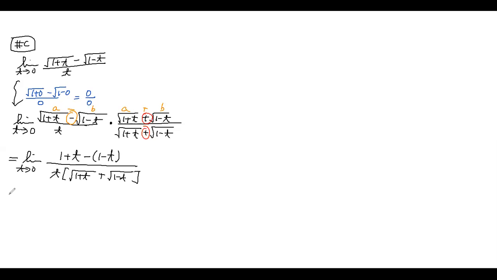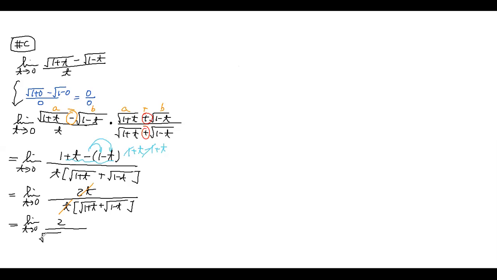Okay, so now we simplify a little bit. This is the limit as t approaches 0, with t times the square root of 1 plus t plus the square root of 1 minus t, correct? And then here, let's simplify a little bit. So this is 1 plus t, minus 1 plus t, right? Be careful about the distributive rule. So the top is what? Top is 2t, right? Oh, wow, that's pretty good. I'll be able to cancel the t terms here. So now this will be the limit as t approaches 0 of 2 over the square root of 1 plus t, plus the square root of 1 minus t.